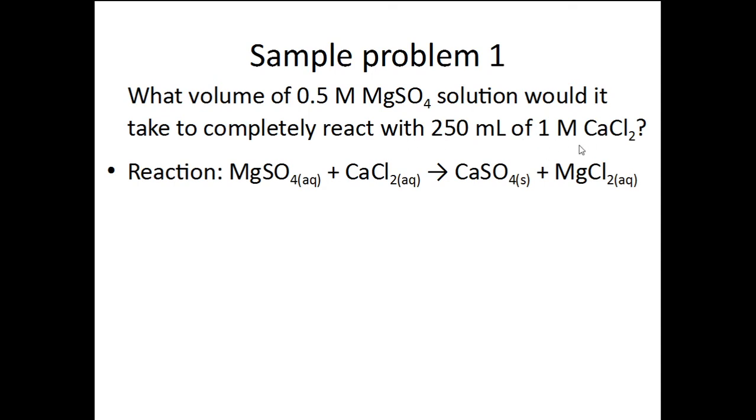We can figure out how many moles there are. The unknown is the volume of our 0.5 molar magnesium sulfate solution. We need to know at least one of these, either volume or concentration, and then we can work out the other one. Here's the reaction. It's just a straightforward 1 to 1 to 1 to 1 reaction.